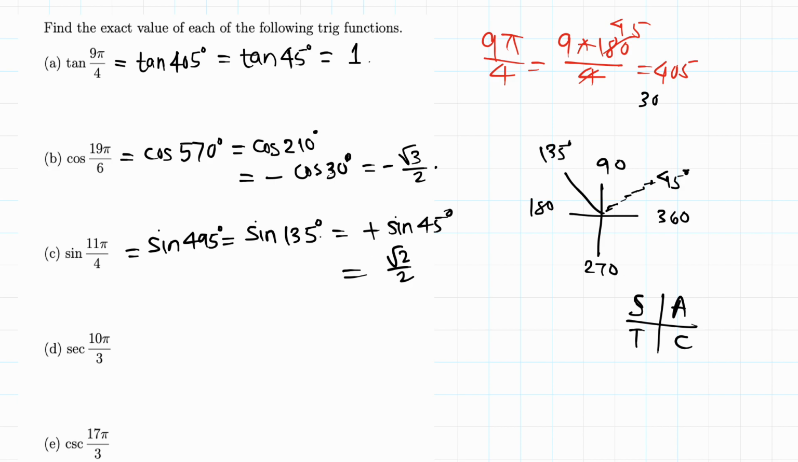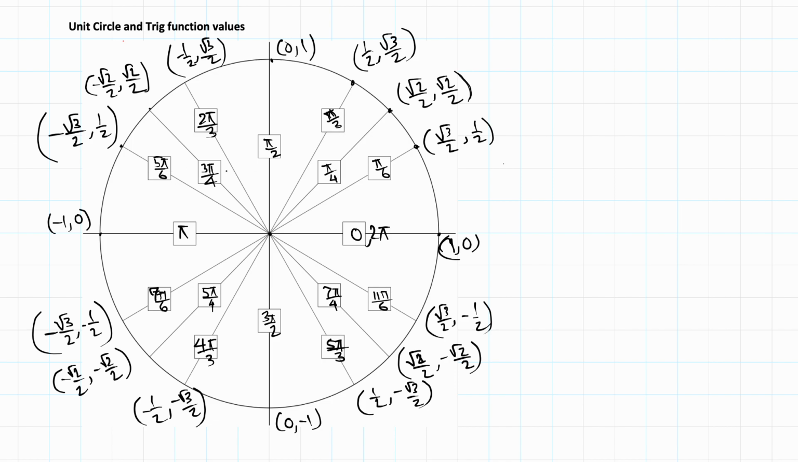Or sine 135 from unit circle, okay, here. This is 45, this is 135. Sine is second coordinate, root 2 over 2.